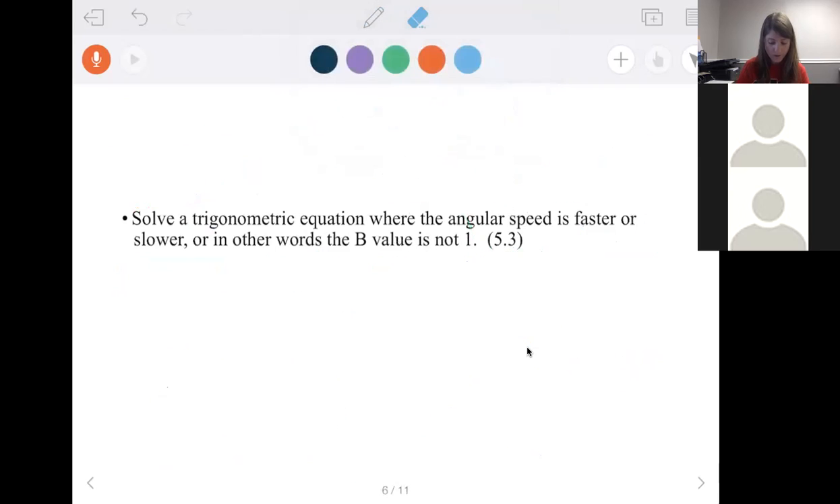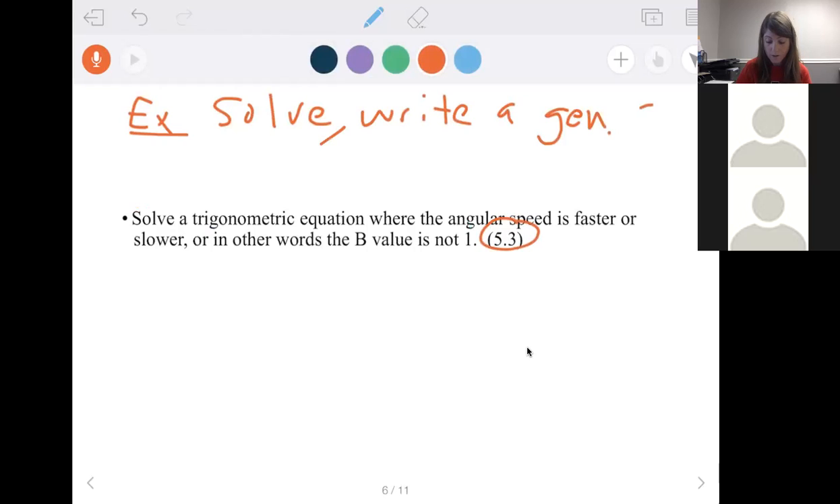Okay, so one that you would see in actually 5.3 might be something like this. And the directions in this case are going to be to solve. In particular, you're going to see solve, and sometimes they say something like write a general solution, or sometimes they'll say only give the answers between 0 and 2 pi, or in this case where your b is not 1, maybe 0 and pi, something like that. The general solution is most common with this particular type, and we're going to see why in a second.